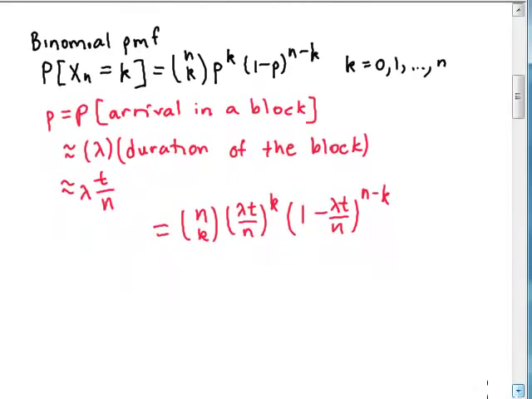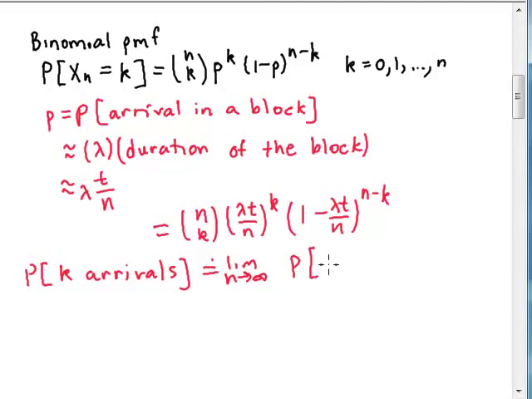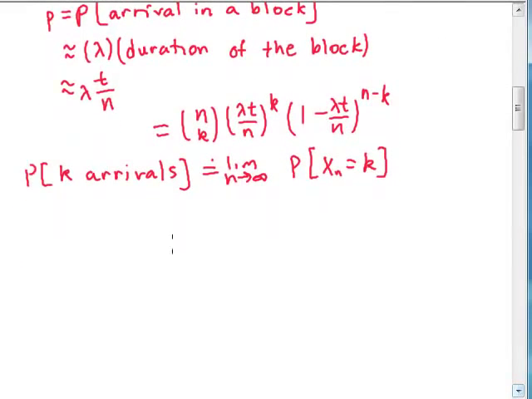And what I'm going to do is say that the probability that I have k arrivals in the Poisson process is equal to the limit as n goes to infinity of this probability that x sub n equals k. As I said, the block gets smaller and smaller by letting n go to infinity. That probability is going to become exact. So the probability of k arrivals I'm going to rewrite as x of t, for continuous time now, equals k. This is the probability of k arrivals in the time from 0 to t. This is equal to this limit. Well, let's rewrite this limit.